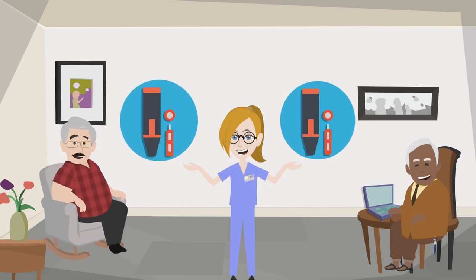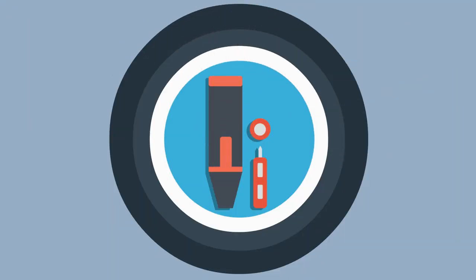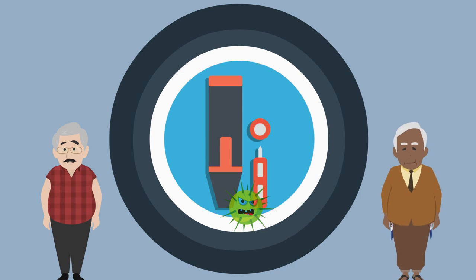You are correct. A dedicated fingerstick device should be used for each resident. It is possible for the fingerstick device to have contamination, including bloodborne pathogens on it, which then can be spread when used on one resident and then the next, even if the lancet itself is changed.